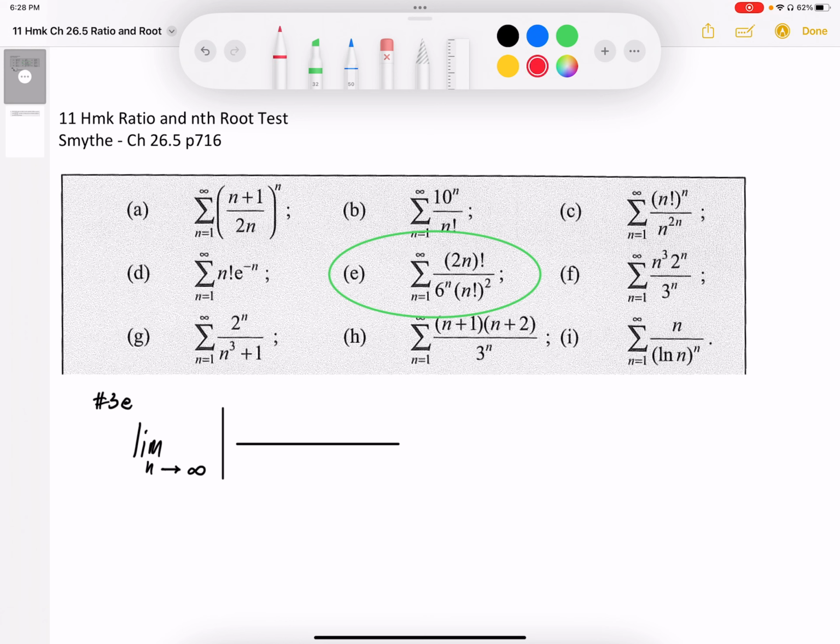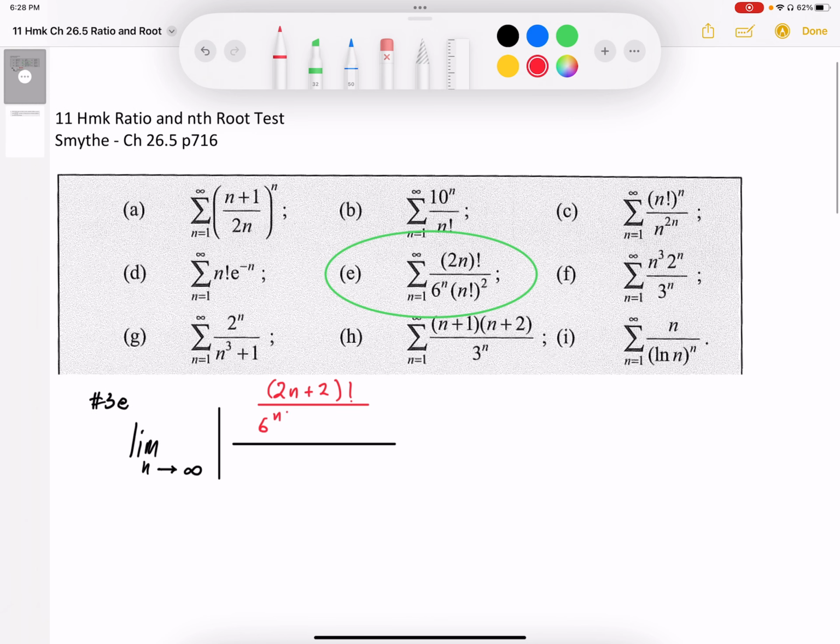So we're going to have our n plus 1 term, so it looks like this: 2 to the power 2n plus 2 factorial over 6 to the power n plus 1, and then we end up with n plus 1 factorial, and then we're going to square that. Okay, that's 2n plus 2 because remember we're substituting n plus 1 and then timesing that all by 2.